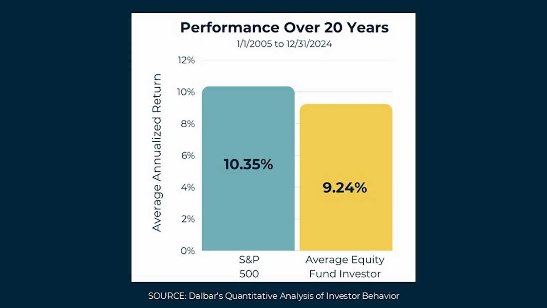The turquoise bar on the left shows that over the last 20 years, the S&P 500, a stock index focused on the largest companies in the U.S., has offered investors an average annual return of 10.35%. The yellow bar on the right, however, shows that the typical person investing in stock mutual funds earned a lower annual rate of return of 9.24%. If the market as a whole returned 10.35%, why didn't the average investor earn 10.35%?